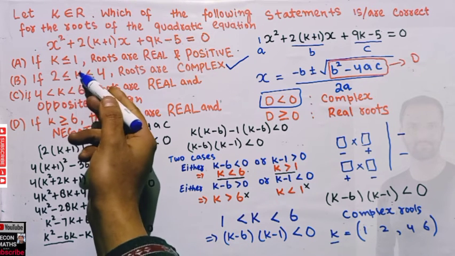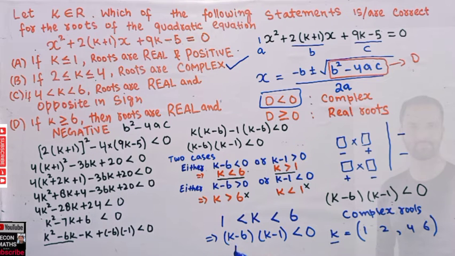Because here, what does this mean? This means k should lie between 2 and 4. But we have seen k lies between 1 and 6. Obviously if k lies between 1 and 6, then k will also lie between 2 and 4, because we will get 2, 3, 4, 5, all numbers between 1 and 6. So this option is correct. Now coming to the next part, to see whether we have real roots or not.